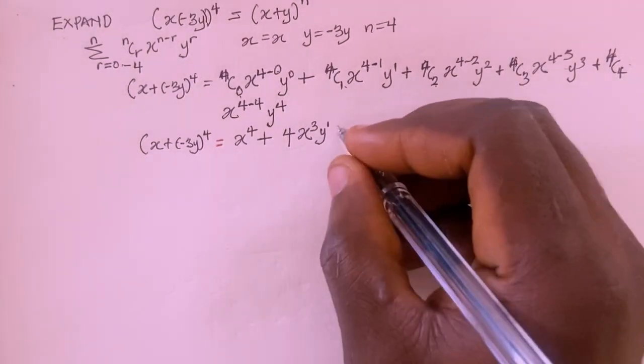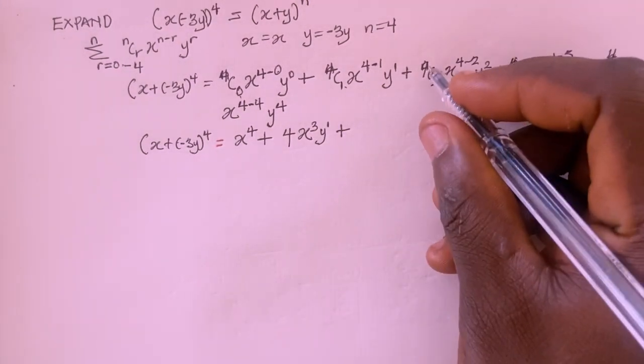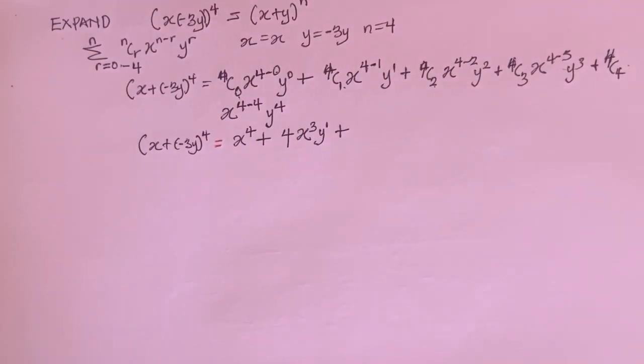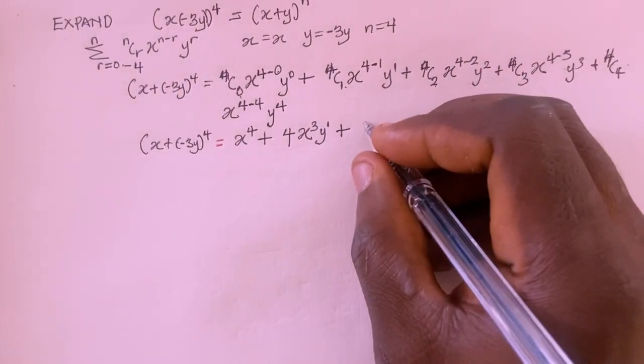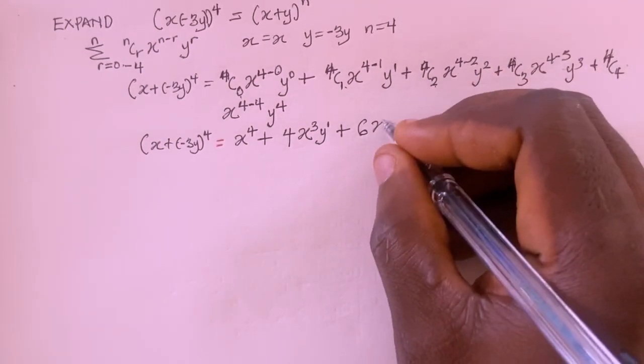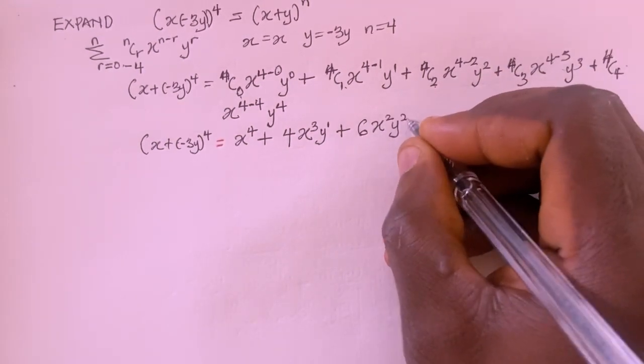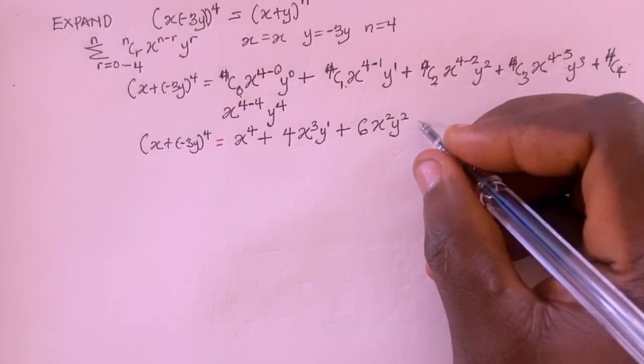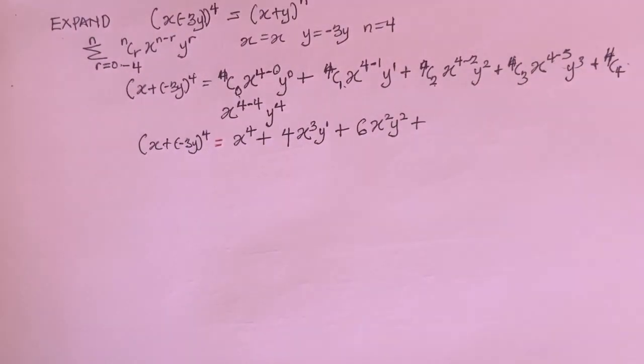Then plus, again, I'm having 4 combination 2. That's actually 6, right? I'm going to have 6, then this is x squared, y squared, exactly. Then followed by plus 4 combination 3.